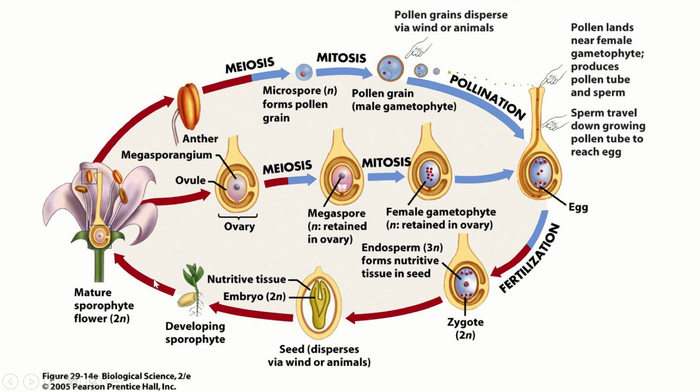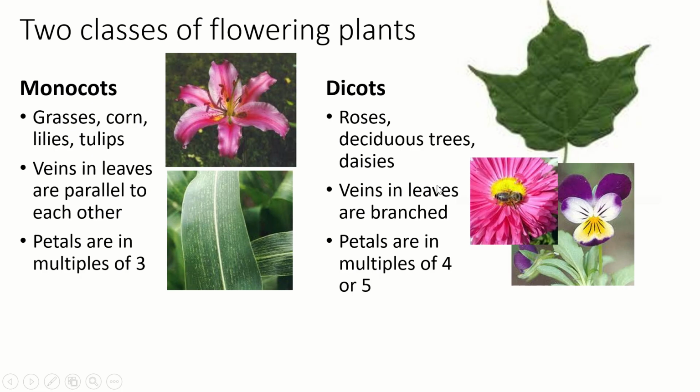How crazy is that? So in both the gymnosperms and the angiosperms, we see the gametophyte that stays in the ovary of the female plant. And the gametophyte from the male travels to the female and sends its nuclei into the female ovule. Okay? All right, now the two classes of flowering plants.